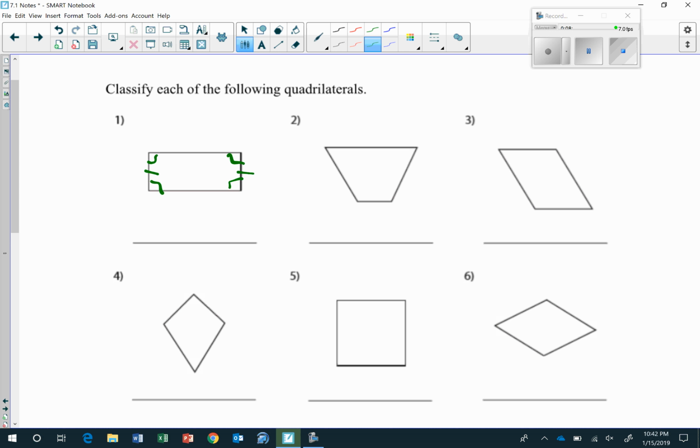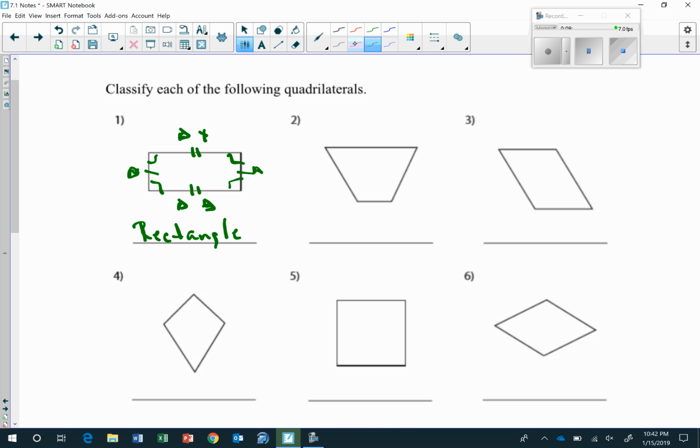These are congruent, and then these are congruent. Also, these are parallel, and then these are parallel. So I've got 4 right angles. I've got 2 sets of congruent sides. They're not all 4 congruent, but I have 2 sets, and I have 2 sets of parallel lines. So this is going to be a rectangle. It could also be a parallelogram. It is a quadrilateral, but rectangle is the most specific.